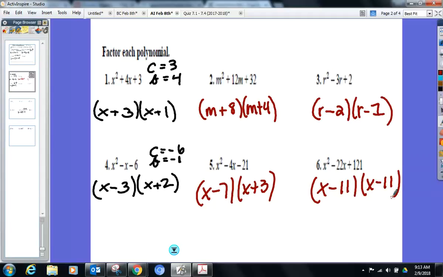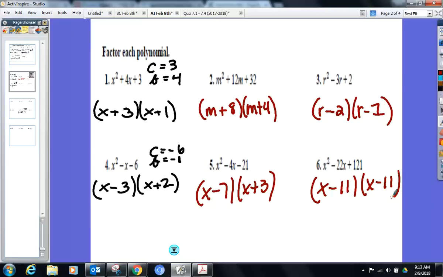Okay, 11 and 11. On Monday, I will show you a trick at the end of class on how you can use your calculator to find these numbers if the C value gets a little too high for you. But I want you guys to work for it right now. Anything on this one before I go to the next page?